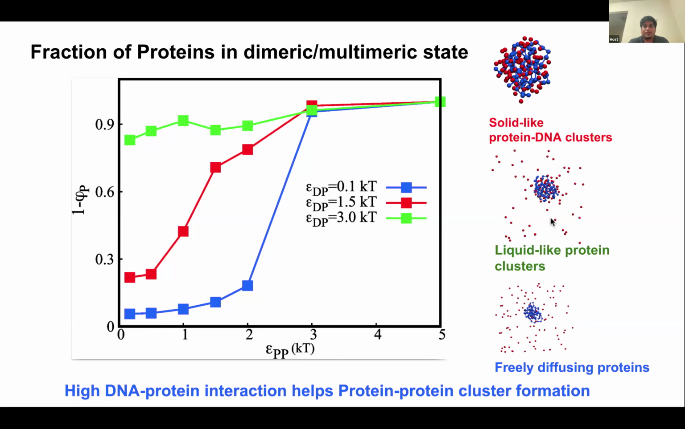When there is a middle value of epsilon DP and epsilon PP, the proteins are liquid-like, and they tend to form a cluster on DNA. When there is high interaction of epsilon DP or epsilon PP, you can see the green region, the right side region, where the proteins are solid-like clusters on the DNA polymer. So the takeaway from this slide is that high DNA-protein interaction results in protein-protein cluster formation. Whether this is necessary, that is what we wanted to see.